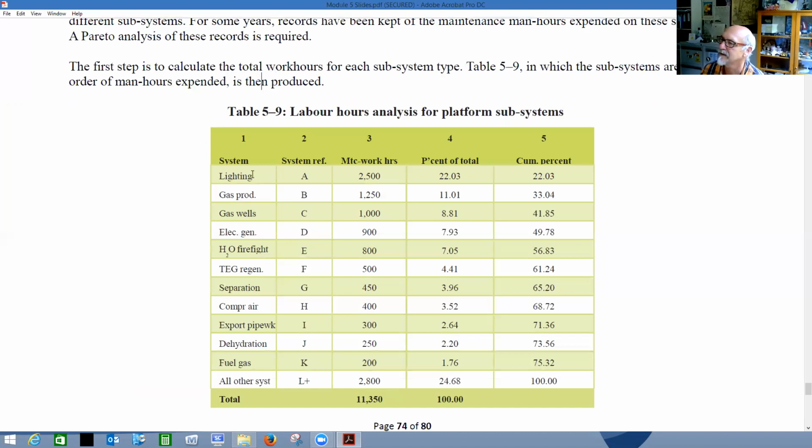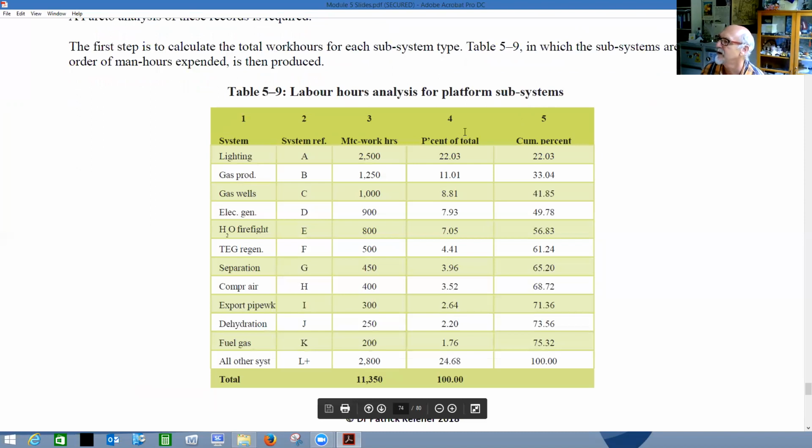So, okay, you've got all these systems, your lighting system, gas production, your gas well, electrical generation, compressed air separation. And then you go through, you figure out your man-hours, and you can calculate them as a percentage as well. And then, a bit like we did beforehand with that histogram, you can also do a cumulative percentage, because then you can read off values at a particular time.